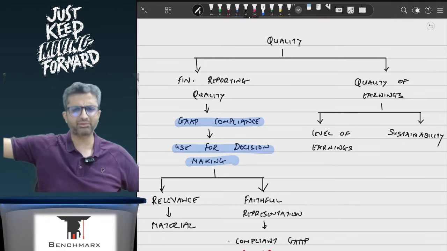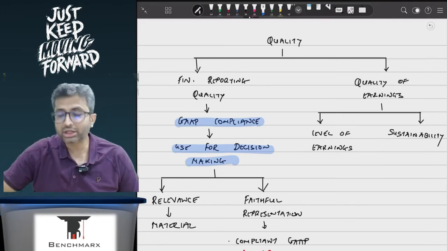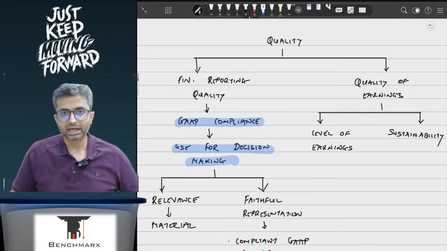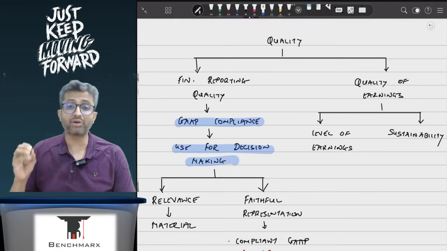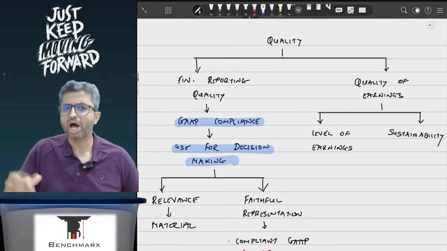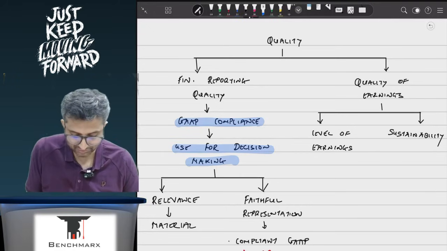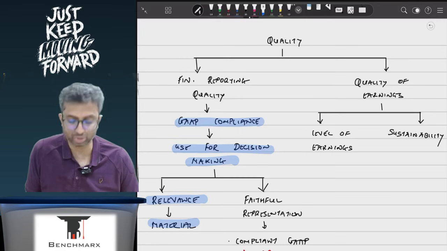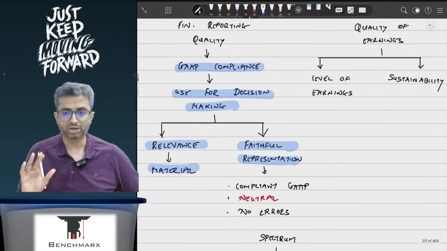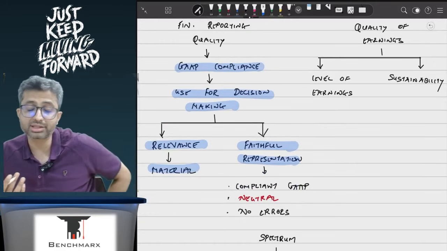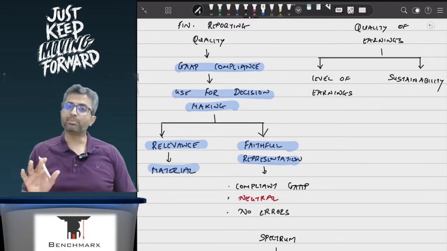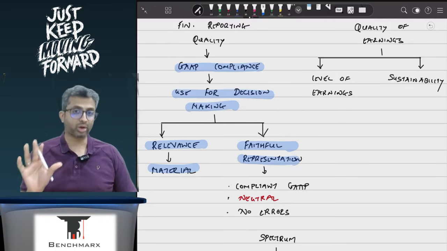First of all, you are complying with GAAP. And secondly, are you reporting in a way where the data that is given is useful for decision making? That is, is the data presented a faithful representation of what has happened? And are you showing all the relevant information? If all the material information which is relevant is shown, and it is a faithful representation, that is, you are neutral, you are not biased, no errors are there, then we say that the report is of a good quality.